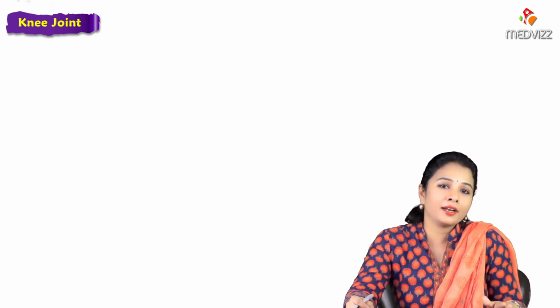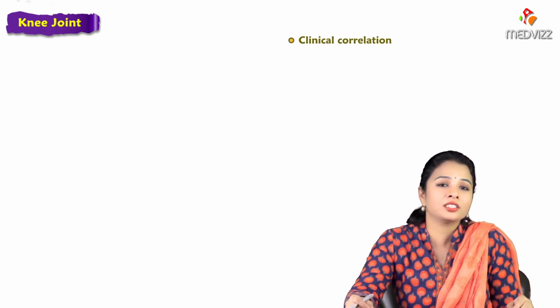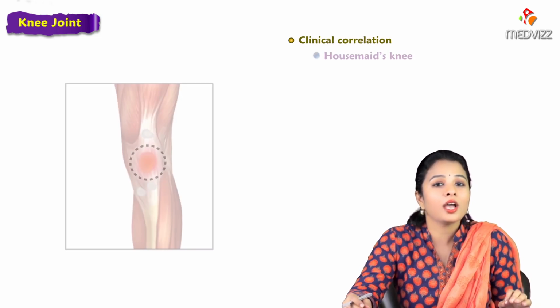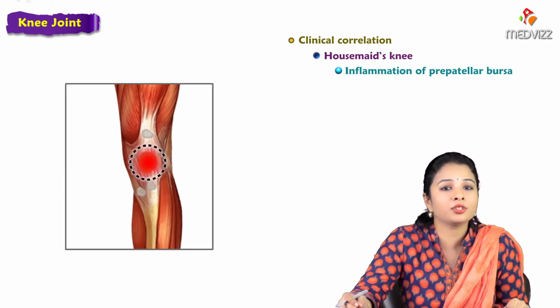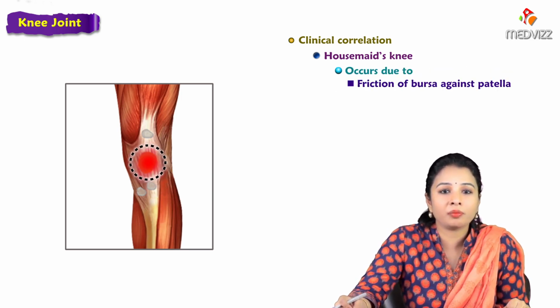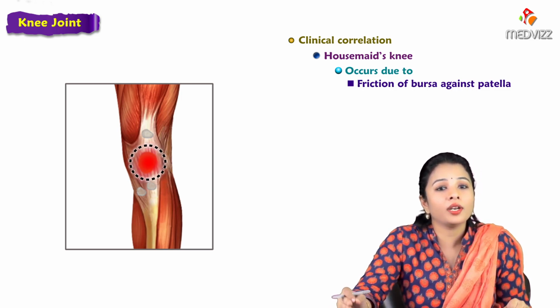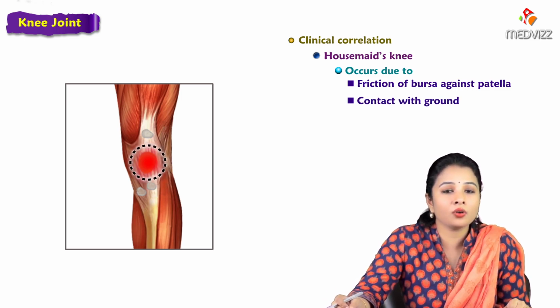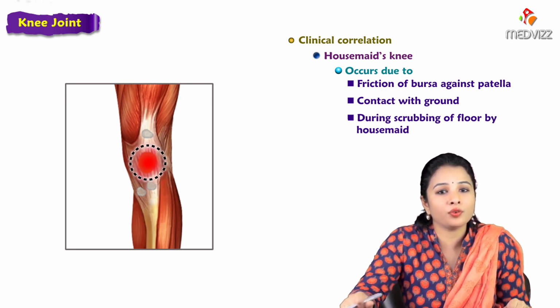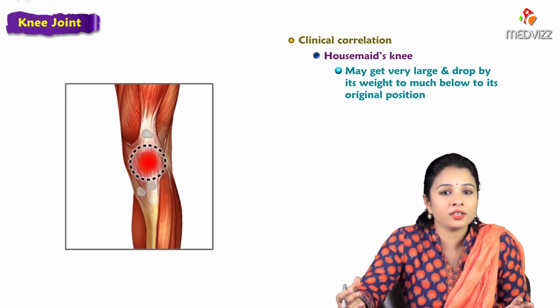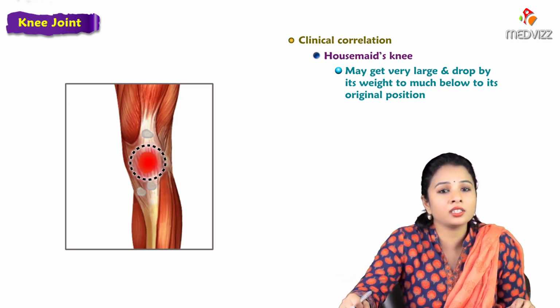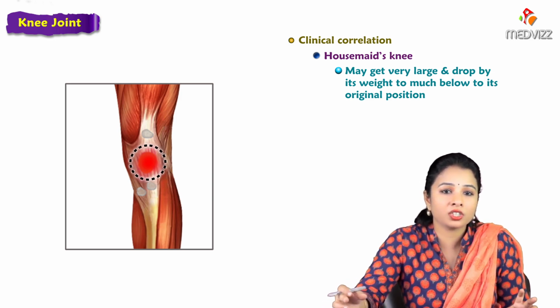Coming to the applied anatomy or clinical correlation associated with these bursae, housemaid's knee is the inflammation of the prepatellar bursa, which is called prepatellar bursitis. It occurs due to the friction of the bursa against the patella when it comes in contact with the ground during scrubbing of the floor by a housemaid. Such a bursa may get very enlarged and drop by its weight to much below the original position.